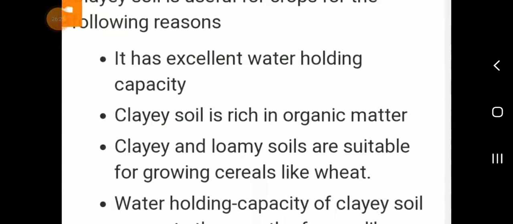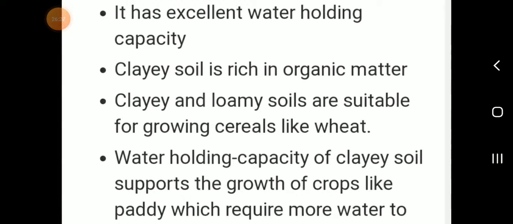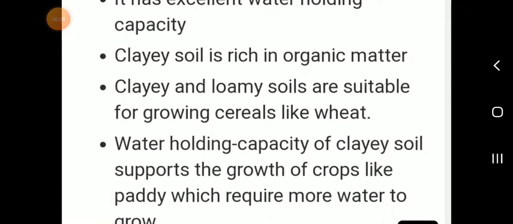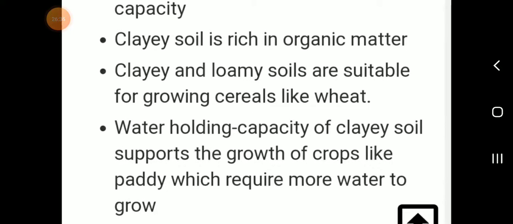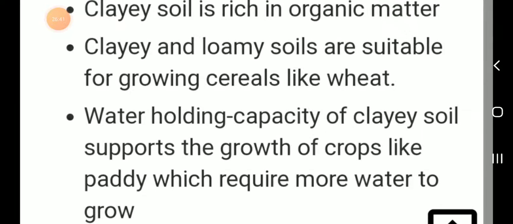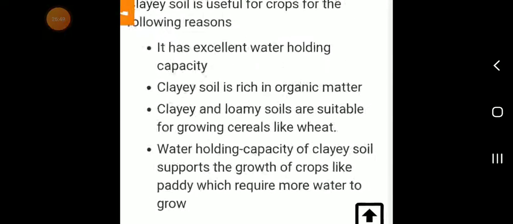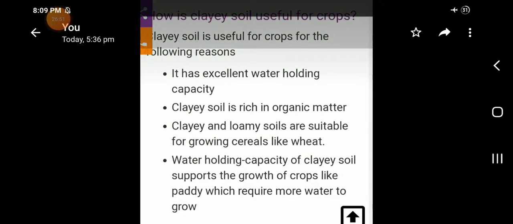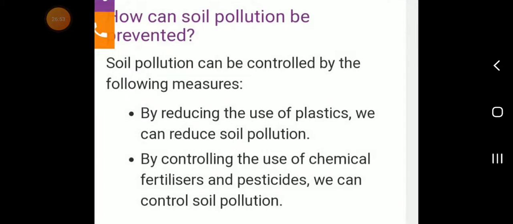Next question, students. What are the uses of clay soil? Already I have explained. Excellent water holding capacity. Then, clay soil is rich in organic matter. Then, clay and loamy soil are suitable for growing cereals like wheat. Then, the water holding capacity of clay soil supports the growth of crops like paddy, which require more water to grow. These are the main uses of clay soil.